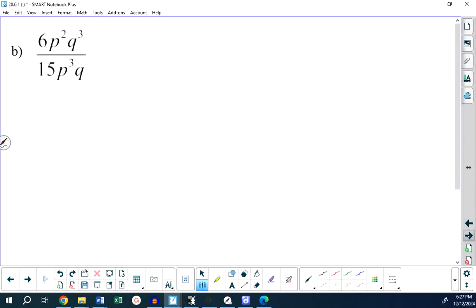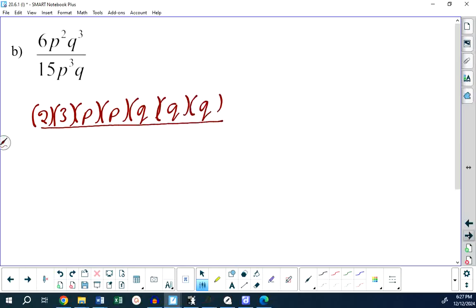Well, this is a weird question. You certainly don't have to factor it, but I'm going to. I can write this as 2 times 3 times p times p times q times q times q over 3 times 5 times p times p times p times q. This is the same kind of thing we struggled with when we were looking at radicals and finding out how many factors of an identical quantity appeared under a radical.